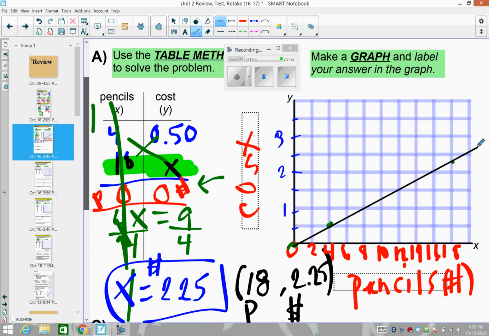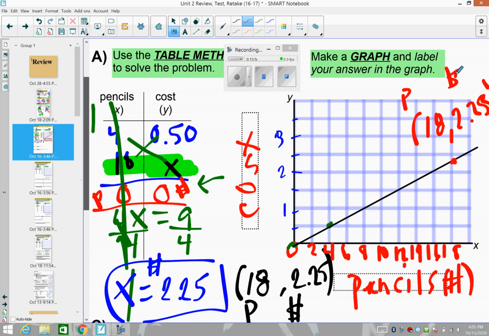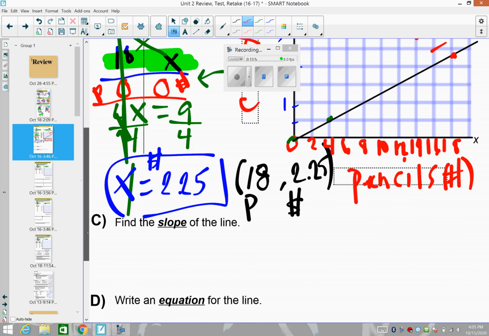Representing our answer then to the question of 18 pencils cost us $2.25. So 18 pencils, $2.25. That's supposed to be a 5. Boom, got it. So let's go answer some questions down here.